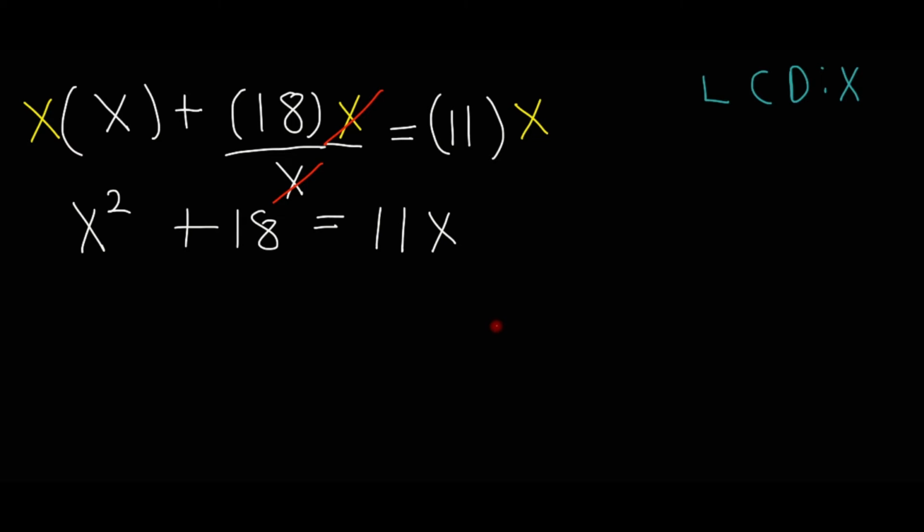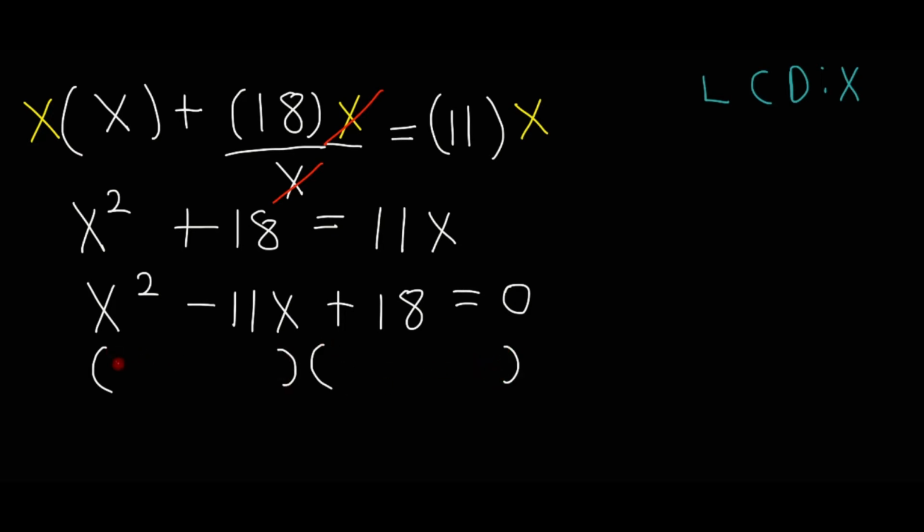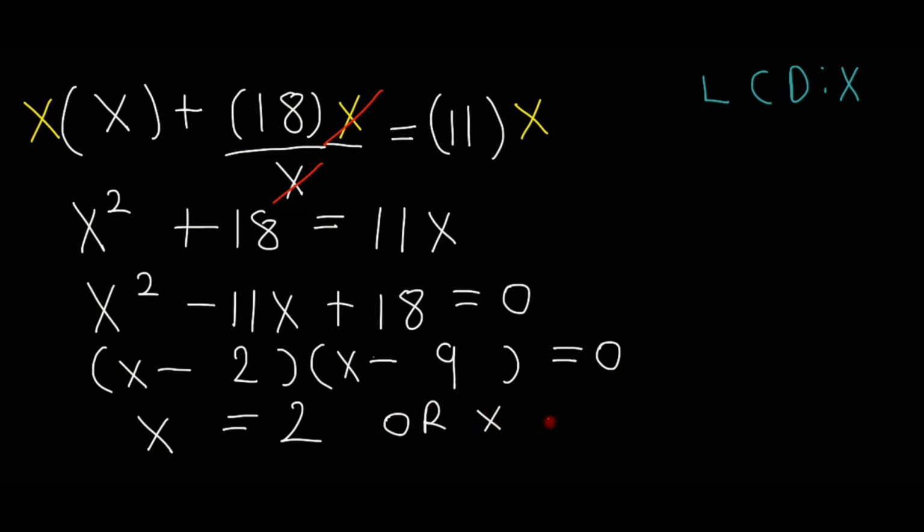Now you can notice that we have 3 terms. Those terms must be arranged properly in the form of a quadratic. So we take this term to this side and change its sign to negative. This means from there we have x squared minus 11x plus 18 is equal to 0. From there, we can factorize. We factorize into two brackets, with x and x, and then minus and minus. As for this one, we have minus 2 and minus 9. So this means from there x is equal to 2, or x is equal to 9.